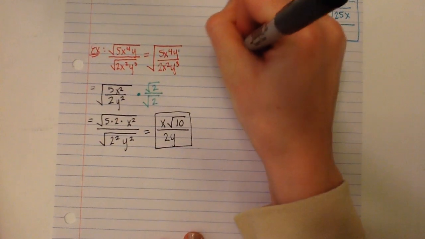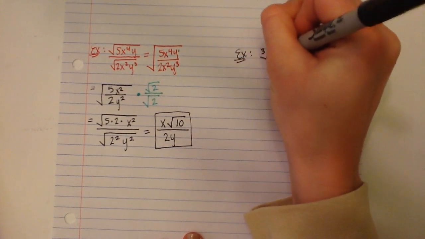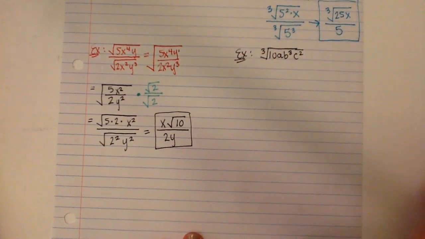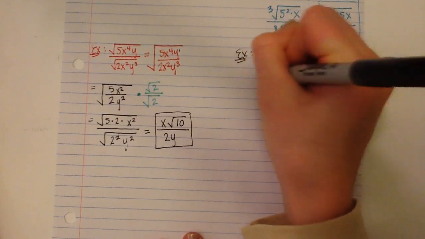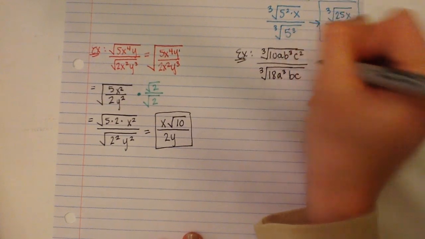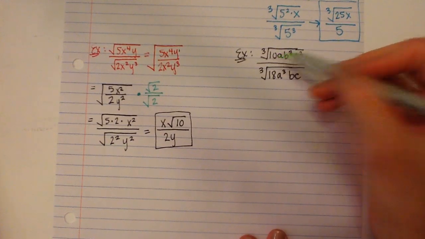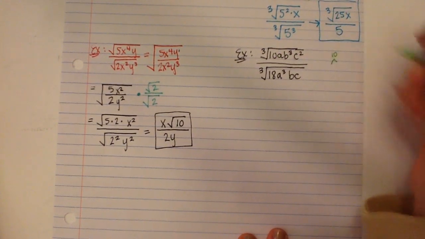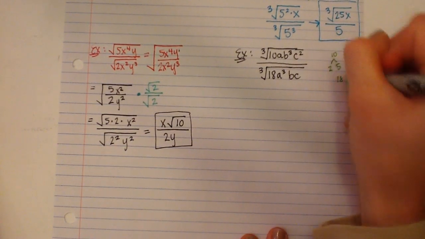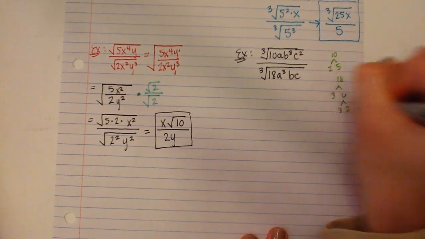Alright, so let's do one more. We have the cube root of 10ab cubed c squared divided by the cube root of 18a cubed b times c. So looking at our top piece, let's break 10 up. Well, 10 can be broken up into 2 and 5. And if we look at the bottom, 18 can be broken up into 3 and 6, which can be broken up into 3 and 2.